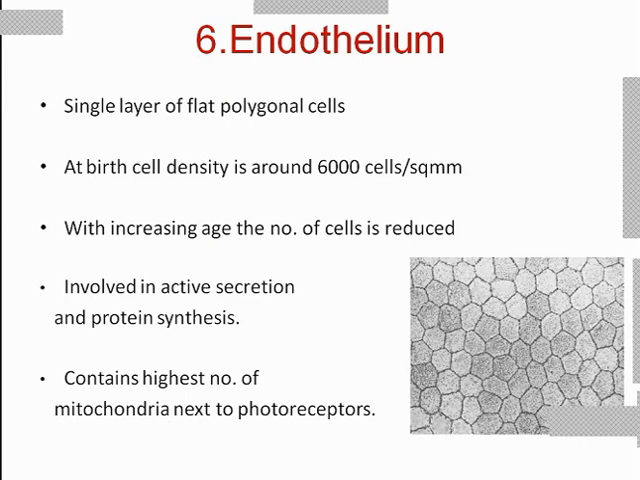So the corneal endothelial cells are hexagonal and form a single layer. They are involved in active secretion of proteins and contain the highest number of mitochondria next to photoreceptors. You must understand that it has a very high metabolic index. When metabolism is high in any layer, it means turnover is very strong. Photoreceptors are constantly shed as in the photocycle. Like that, endothelial cells are also shed.